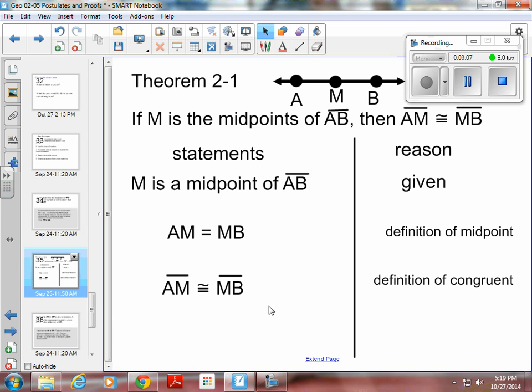So that's our short proof, and that's how in depth our proofs are going to have to be.